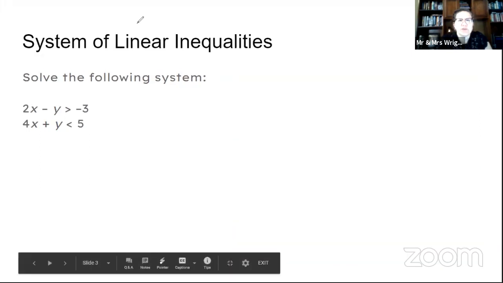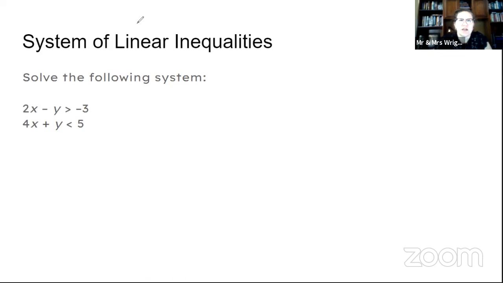All right, so I've got another one for you. I want you to go ahead and pause the video and try this one on your own. Go ahead and try to solve this through graphing. Pause the video. All right, welcome back. We're going to go ahead and solve these. The easiest way to graph these is to get them equal to y.